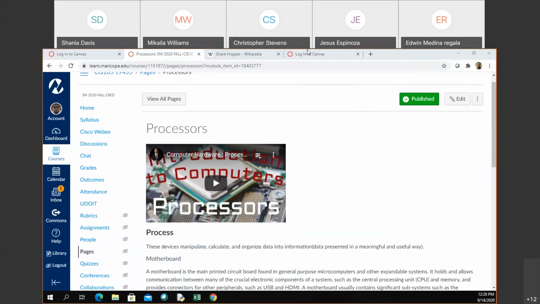CPU, everyone's saying CPU, good. That is the most important part of the computer, honestly. It's the brain of the computer. It tells the computer what to do, the central processing unit.